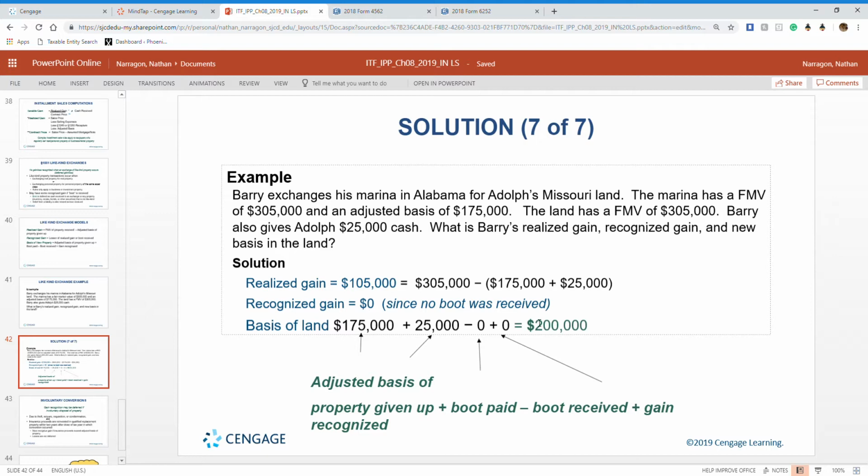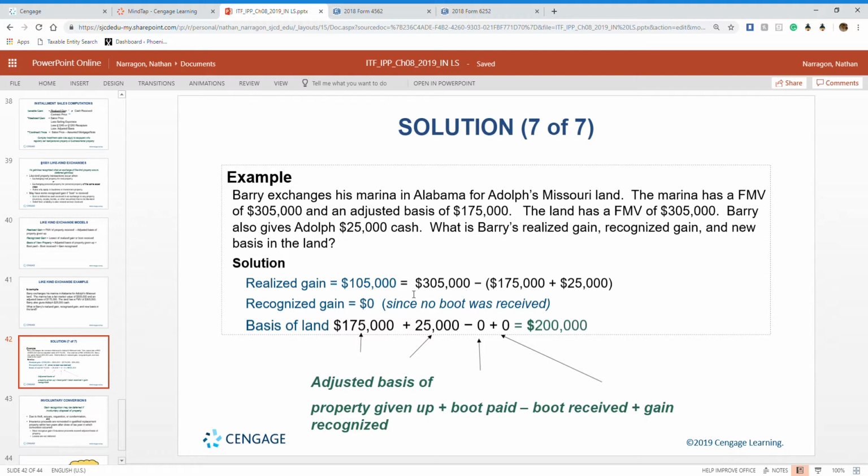So basically, he lost whatever the realized gain was. It came down to $200,000. But you need to follow this way, in case he did get cash. Now, let's just say we go with Adolph.